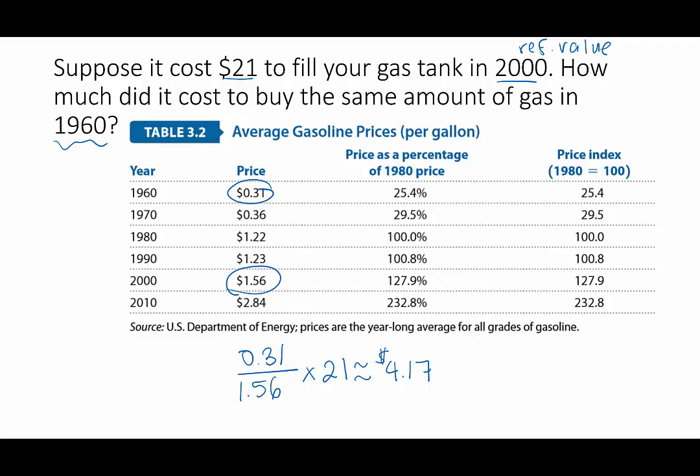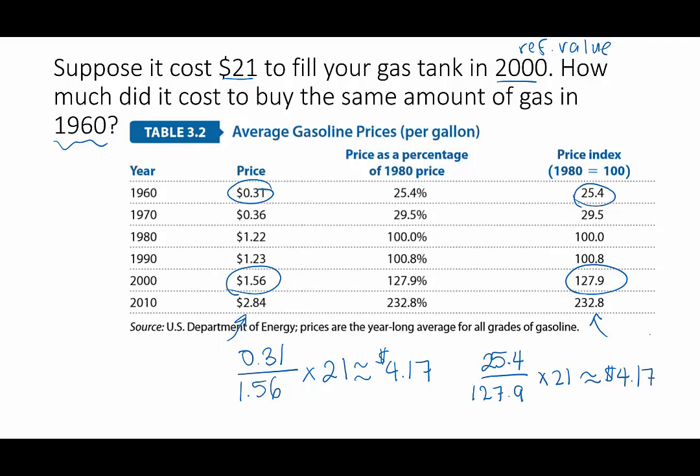I chose to use the actual prices here that were given to me, but we could have done the same work with the price indices and ended up with the exact same answer. So if I took our comparison value of 25.4 and divided it by our reference value, which would have been 127.9, and multiplied that by the $21, we would still end up with approximately $4.17 for the cost of gas in 1960.